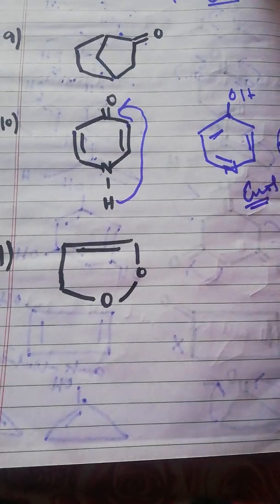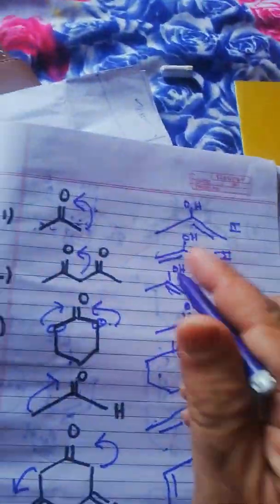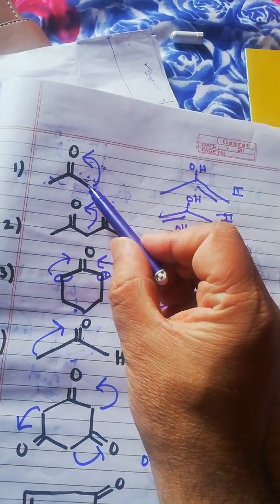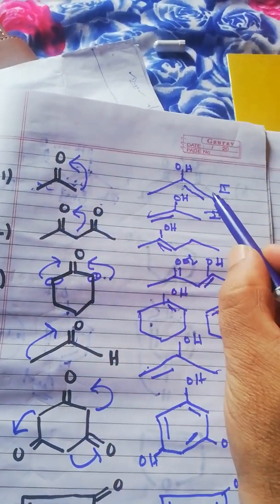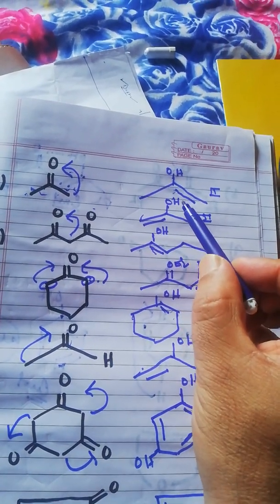These were some of the questions on keto-enol isomerism, on how to convert a keto form into an enol form. I'll repeat. In question number 1, I have shifted the alpha hydrogens from both the positions, giving two enolic forms, the first one and the second one.